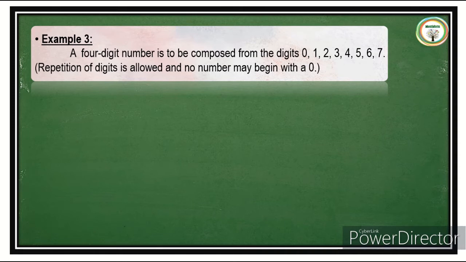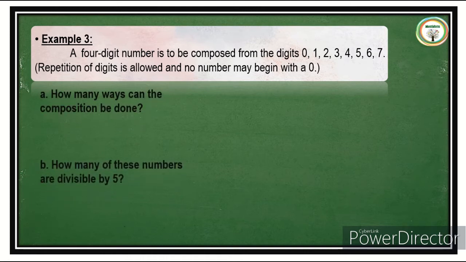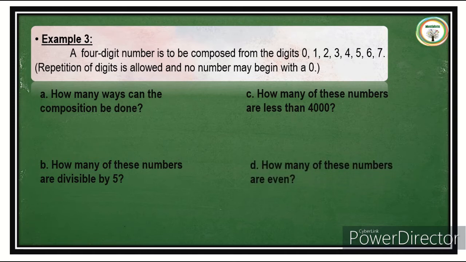Repetition of digits is allowed and no number may begin with a 0. Let us answer the following questions. Letter A, how many ways can the composition be done? Letter B, how many of these numbers are divisible by 5? For letter C, how many of these numbers are less than 4,000? And for letter D, how many of these numbers are even?